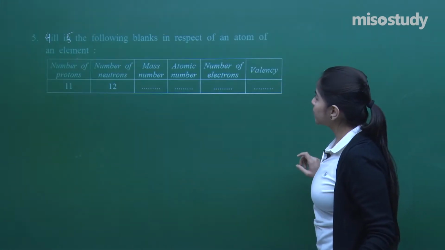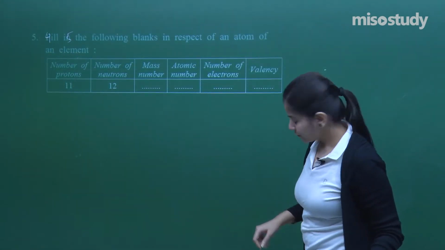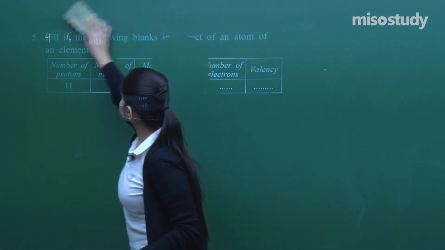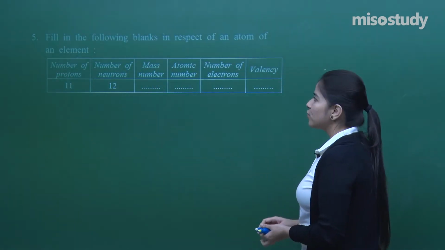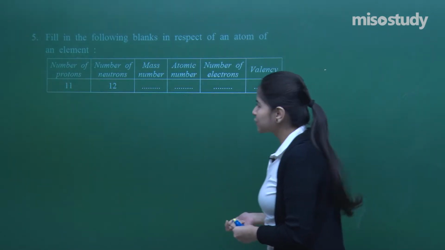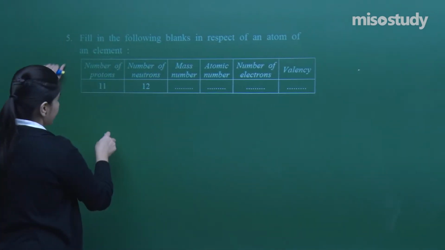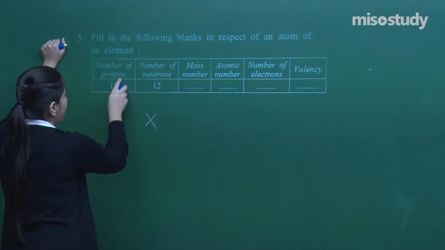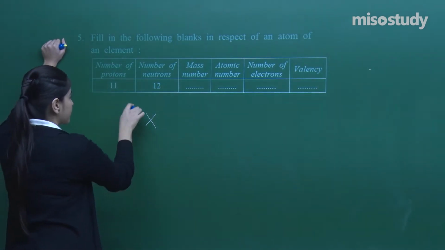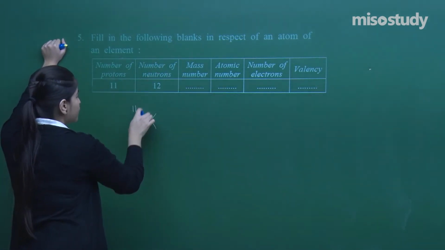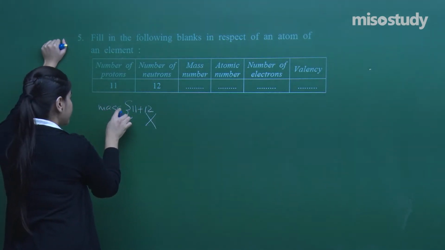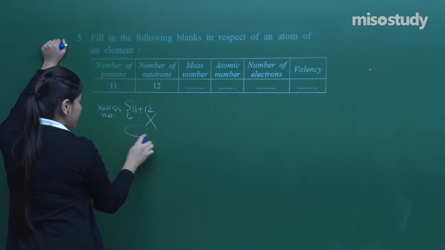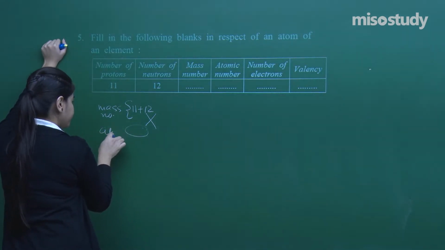Now let's come up to question number 5. Fill in the following blanks in respect of an atom of an element. So this is going to be interesting. An atom, let's say X, having protons. How many protons? 11. How many number of neutrons? 12. So this is the mass number we have, and here we represent the atomic number.